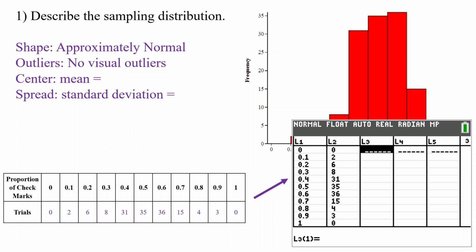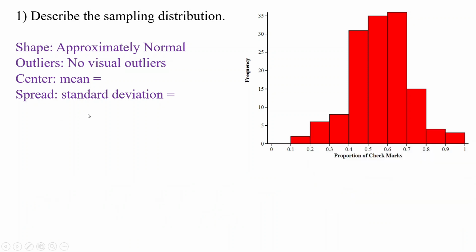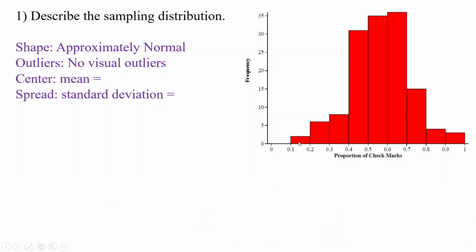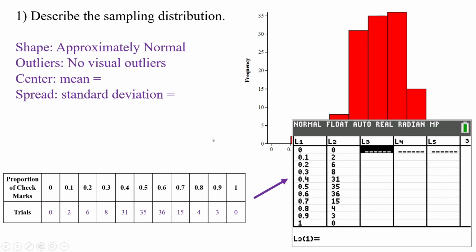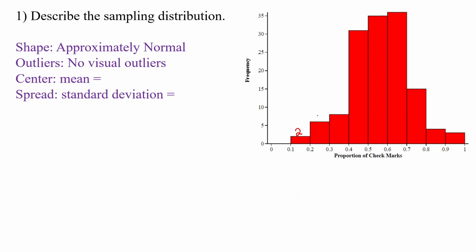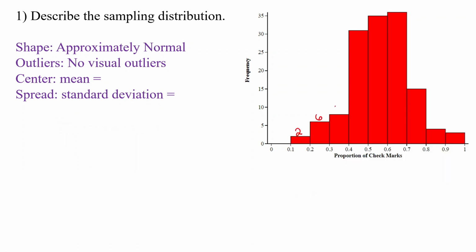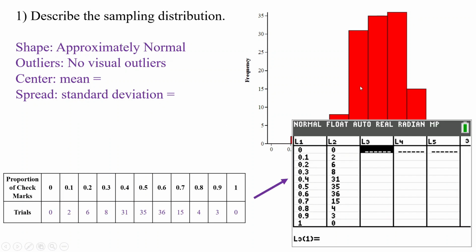What we're going to do to find the mean and standard deviation, because this is how I made the graph, right? If that's not clear, let me go back here. I made the graph, so there were 2 trials that had 0.1. There were 6 trials that were 0.2. There were 8 trials that were 0.3, and so on and so forth. So that is how I made this graph. I made this graph from this table we had earlier.